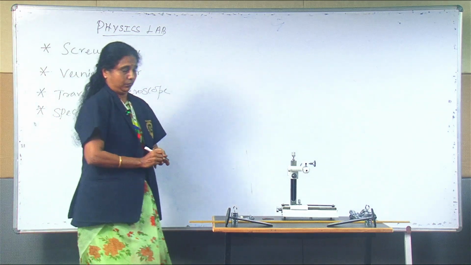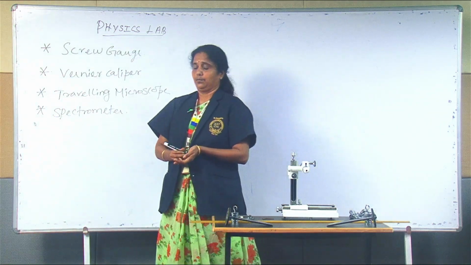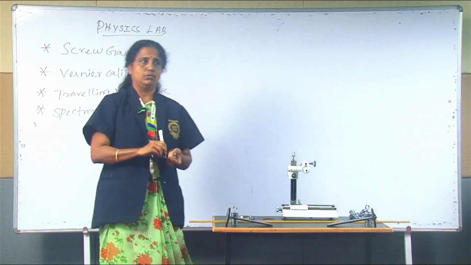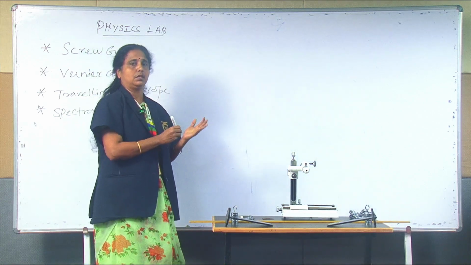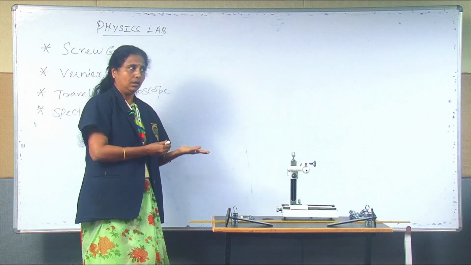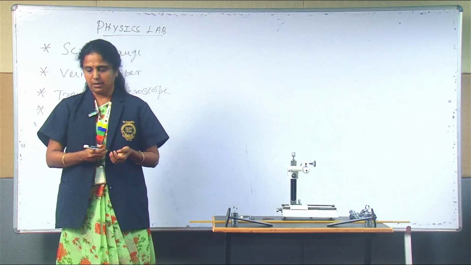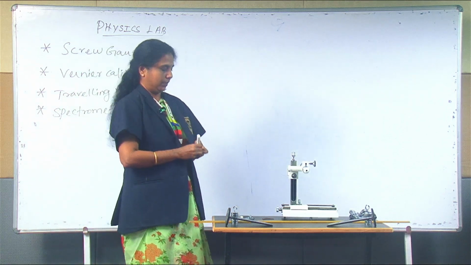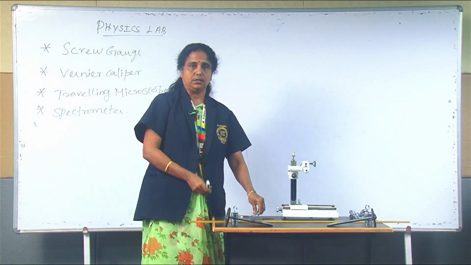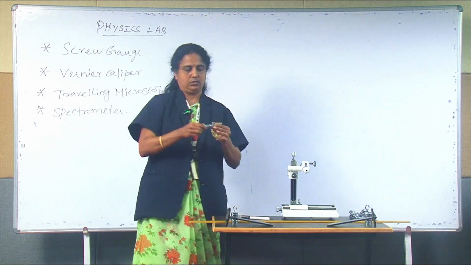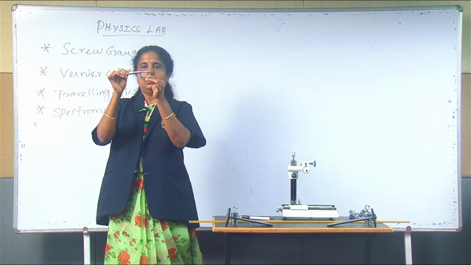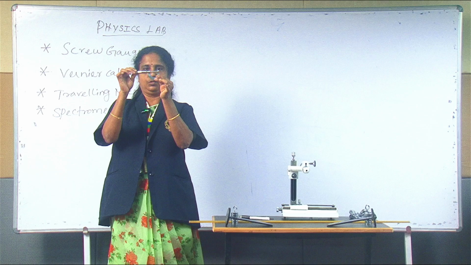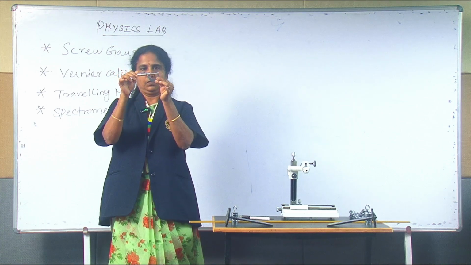So these are the preliminary apparatus that we use: screw gauge and vernier caliper while doing the torsional pendulum, the thermal conductivity of a bad conductor, and also the Young's modulus experiment. Okay. So first I will explain this screw gauge. So look here. This is the instrument, the screw gauge apparatus.